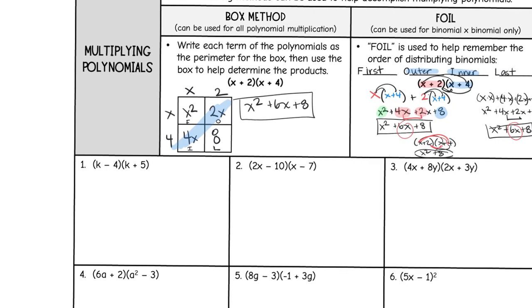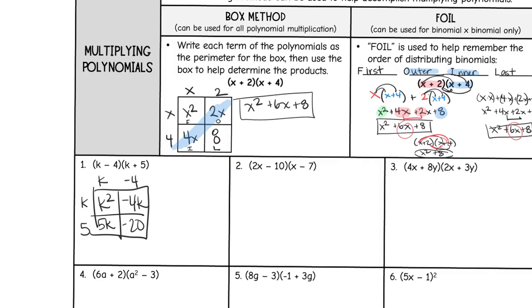So let's do an example here with the box. My first binomial is k and -4. My second binomial, I have k and +5. So once I have that set up, I'm just going to go for each square. I'll look at what's multiplying. This is multiplying k and k. That gives me k squared. My next box, I'm multiplying k by -4, which is -4k. This box, I'm multiplying 5 by k, which gives me 5k. And then my last terms are -4 and 5, so that's going to be -20.